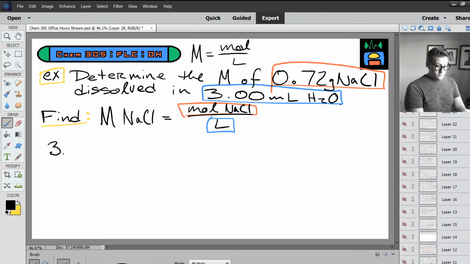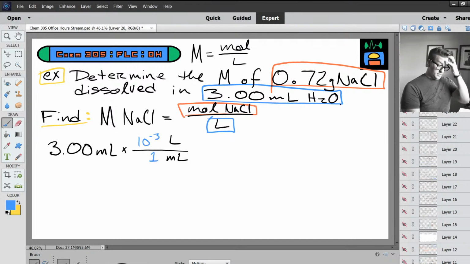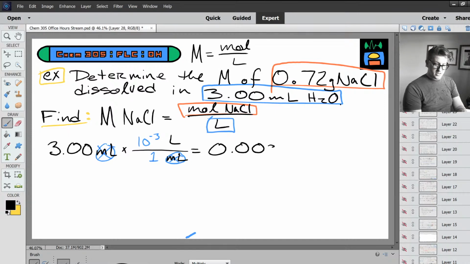First, let's convert 3.00 mL to liters. All right, we want milliliters in the denominator, liters in the numerator, and the unit conversion here is 1 milliliter is 10 to the negative third liters. All right, so milliliters cancel. And so this is 0.00300 liters, after you punch it in. It's important to keep these zeros here because our sig figs shouldn't change. We went from one metric unit to another.